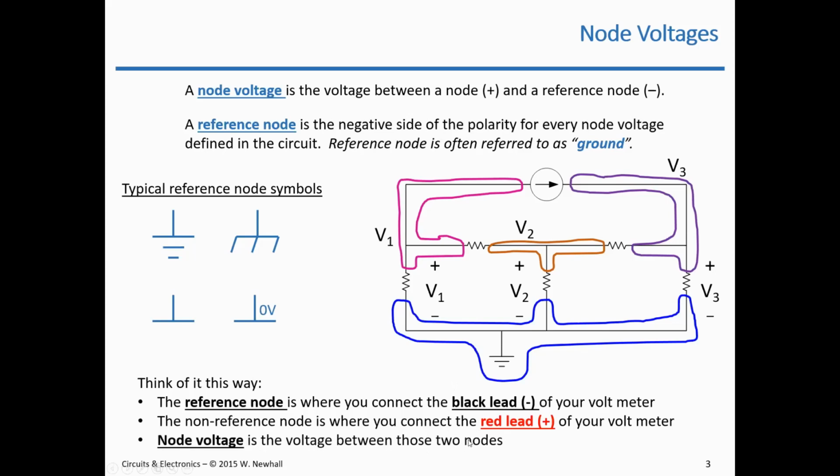It's the voltage between those two nodes. So if I wanted to measure node voltage V1, I would do this with a meter. I take the red lead, put it at V1, the black lead, put it at the reference node, ground. If I want to measure V2, I do this, right? Red lead at V2, black lead at ground. Same thing with V3. Okay, so that's how we define node voltages.